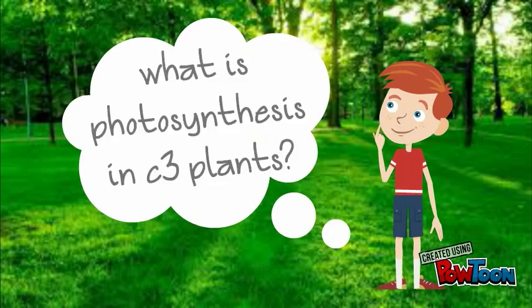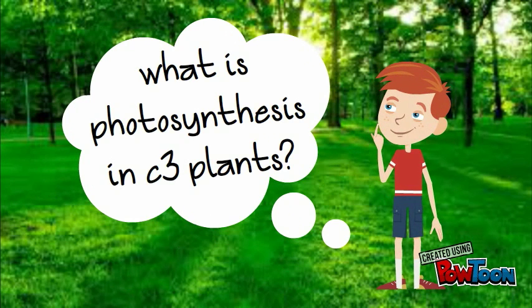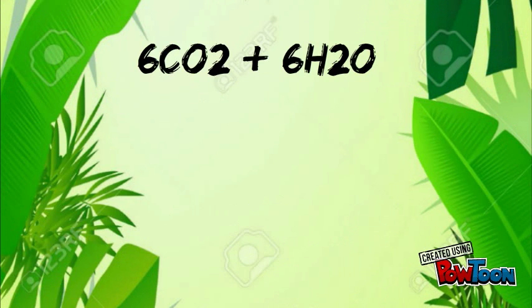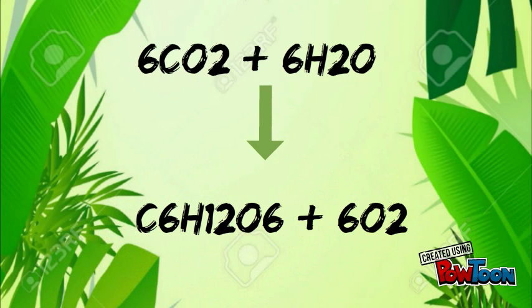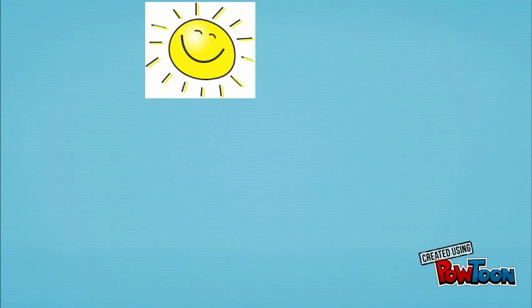Photosynthesis in C3 plants? What's that? Photosynthesis is the reaction between carbon dioxide and water which produces glucose as the main product and oxygen as the byproduct. Energy for the reaction is taken from the sunlight.